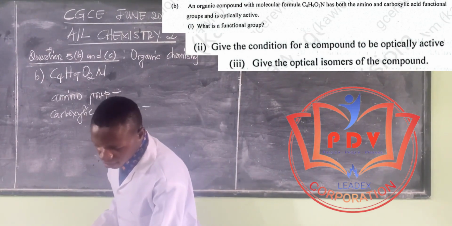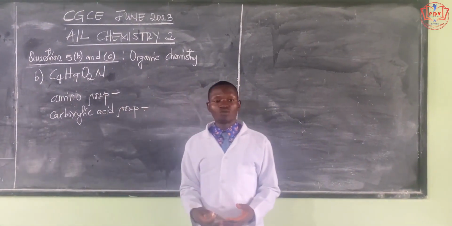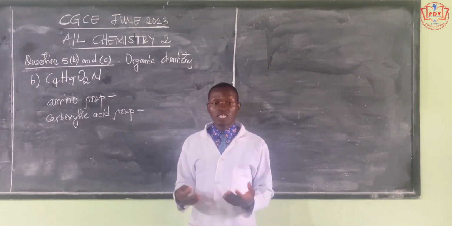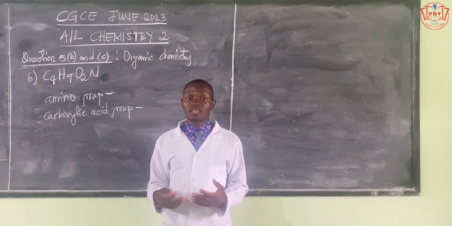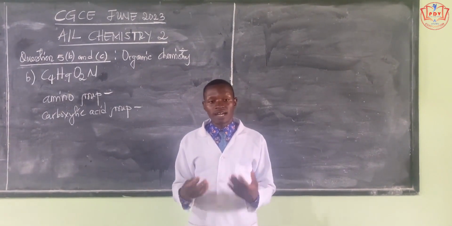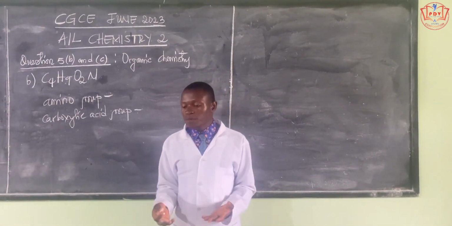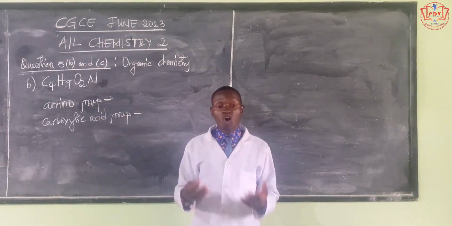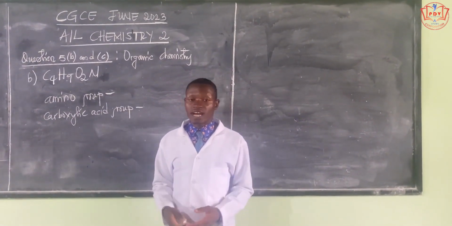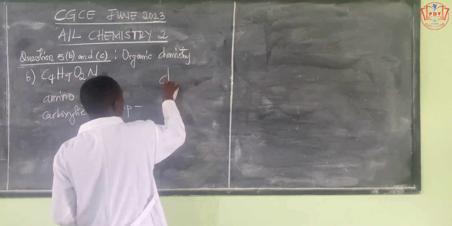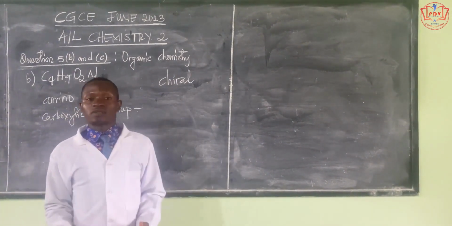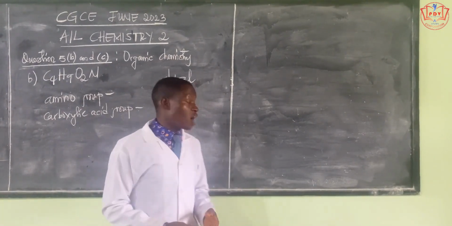Roman 2 says, give the condition for the compound to be optically active. A compound is optically active if it contains an asymmetrical or a chiral carbon atom. So simply, the condition for optical activity is that the compound must contain a chiral carbon. A chiral carbon atom is a carbon atom that has 4 different groups around it.